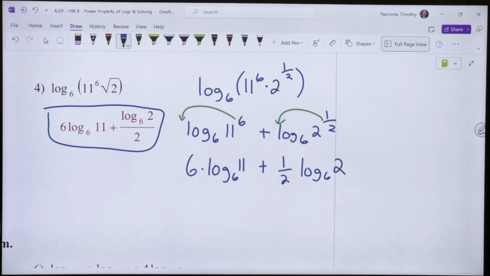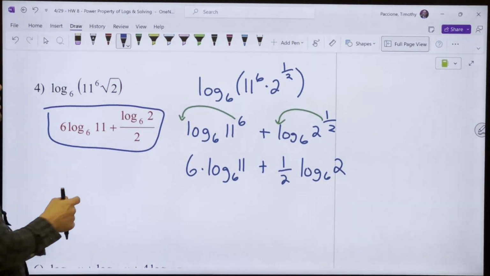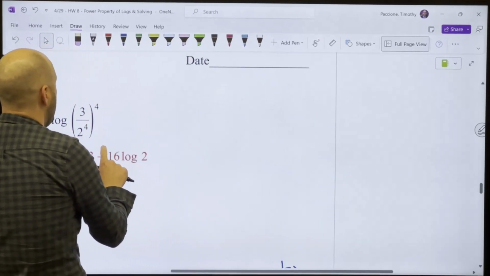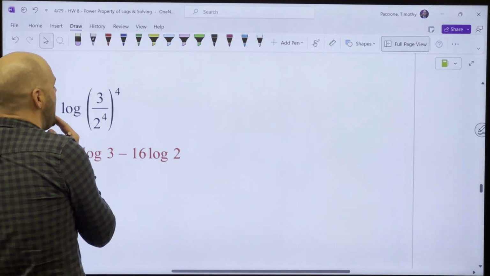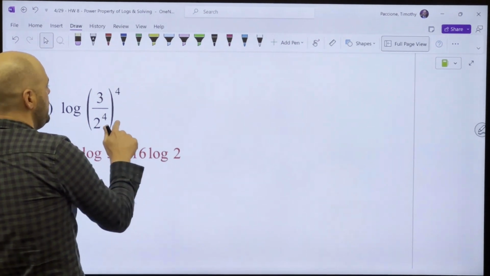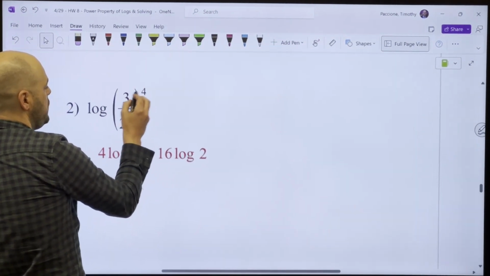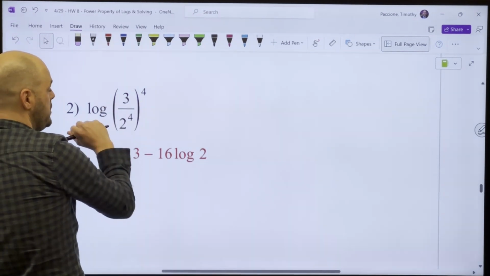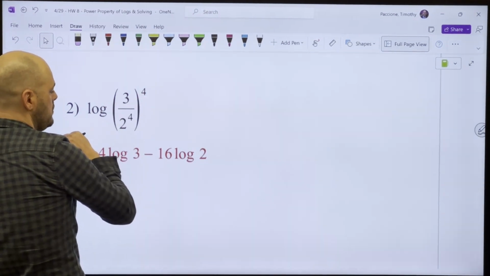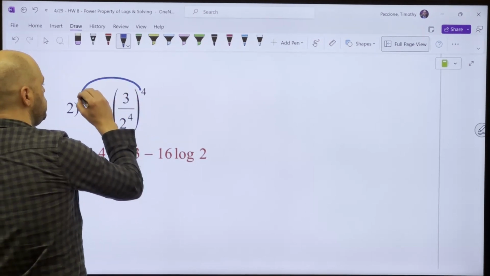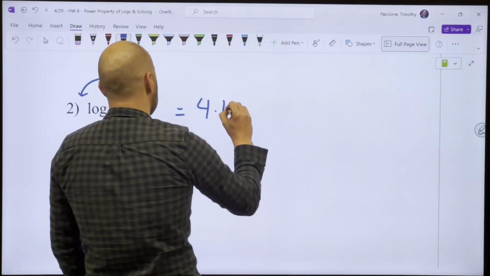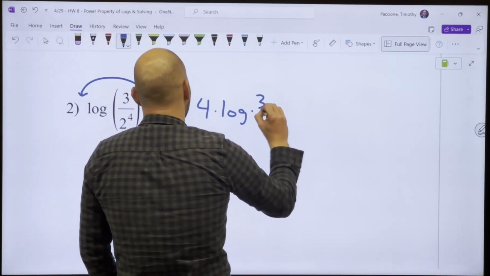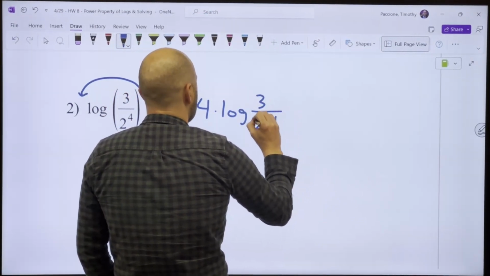Number 2. Okay, so number 2. You could do this a couple ways. I would say the easiest way is I see this 4 on the inside. What can I do to that 4 right away? Put it out front, before the log. So now I have 4 times log of 3 over 2 to the 4th.